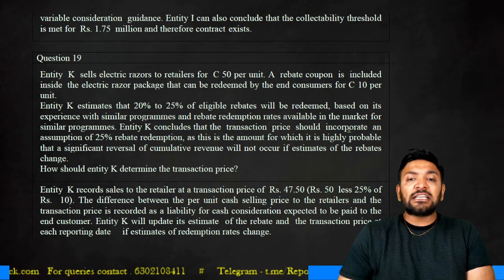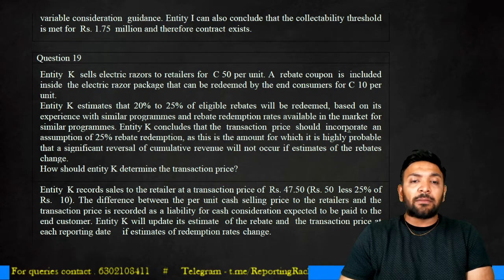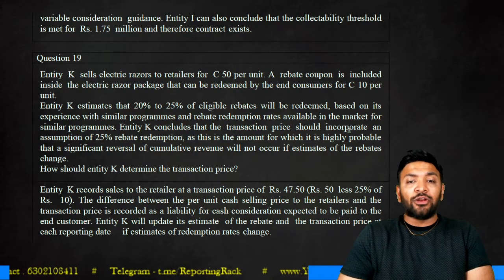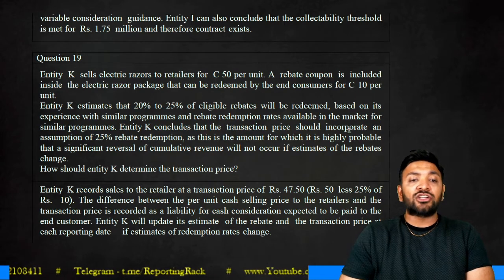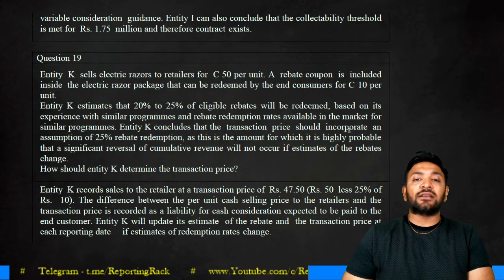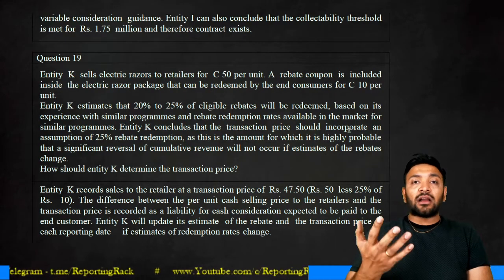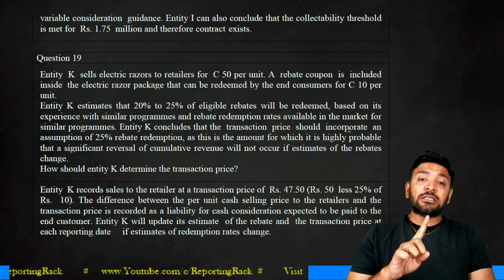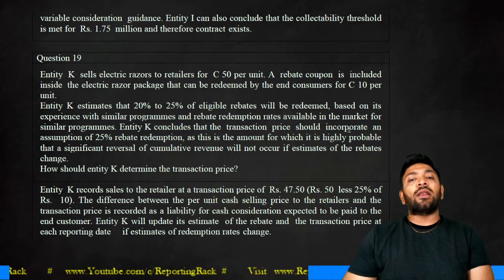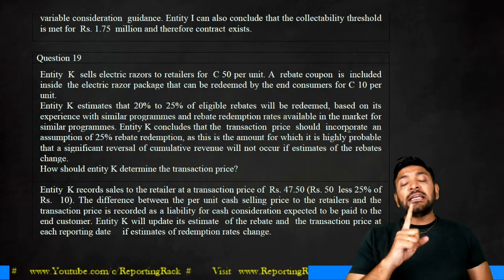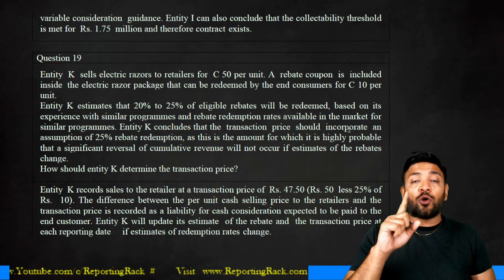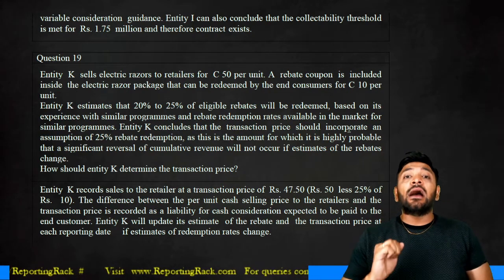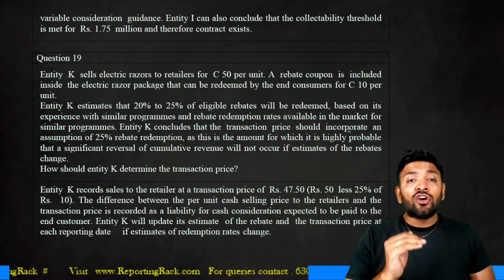K concludes that the transaction price shall incorporate an assumption of 25% rebate redemption, as it is highly probable that a significant reversal of cumulative revenues will not occur if the estimated rebates change. How does K determine the transaction price? When I actually recognize the revenue, I will recognize revenue to the extent of 50 minus 10 rupees, out of which only 25% is generally redeemed. So 25% of 10, which is 2.5. Therefore, for each razor sold, the enterprise will recognize only a revenue of 47.5. The balance 2.5, which I collected from the customer, I'll put as a liability until the rebate is actually utilized or the rebate lapses.